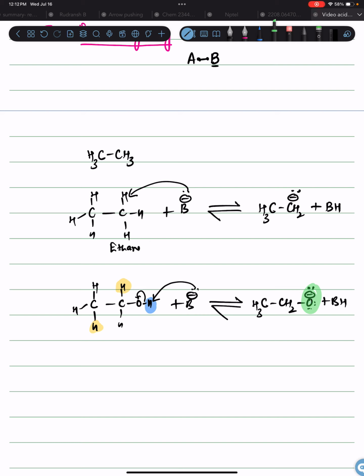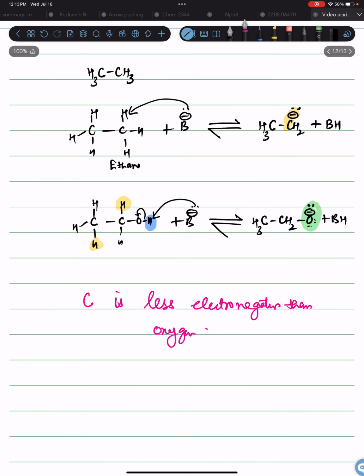So if you look at this and compare it with this, the negative charge in the case of the first reaction is present on carbon, while in the second case it is present on oxygen. And we know that carbon is less electronegative than oxygen, which means carbon cannot accommodate the negative charge on itself in a better way. Oxygen can better accommodate that.